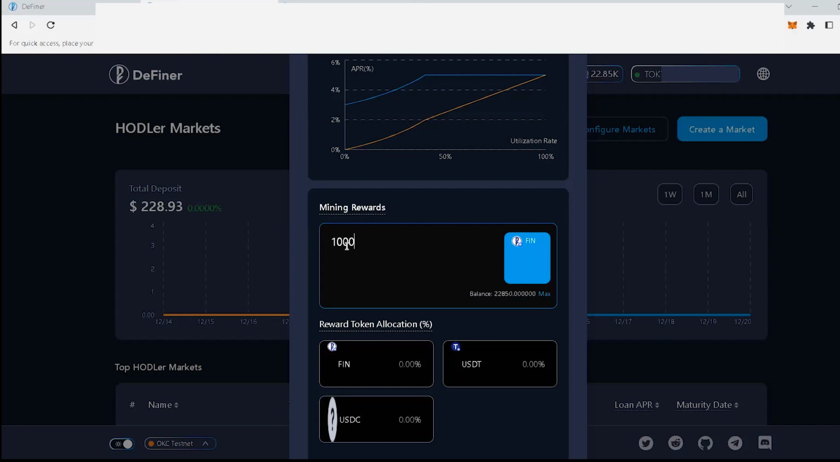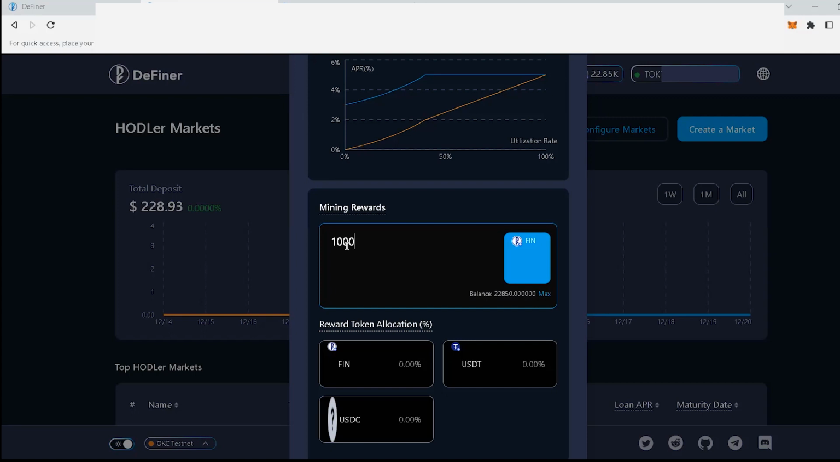Please note that unlike the loan APR range section, in which APRs are set by the utilization rate of the market, the mining rewards are incentives provided by the HODLer Market creator. If you want to change or not provide the mining rewards at the beginning, but provide them later, you can do so by contacting us on our socials and our Discord server and providing those rewards using the HODLer Market contract that will be explained by the members of the Definer core team.